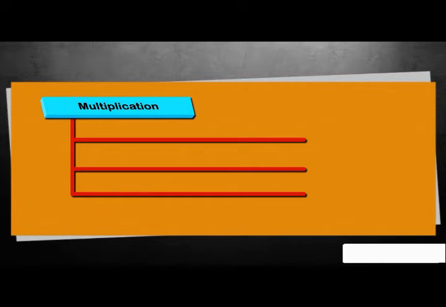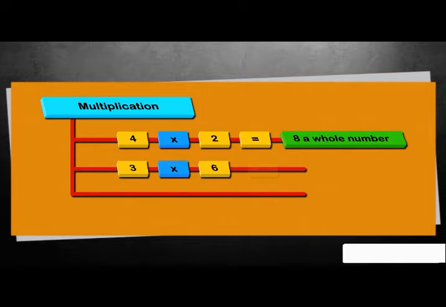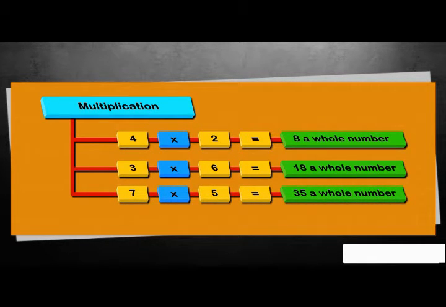Let us check in multiplication. Look at this table. Multiplying whole numbers 4 and 2, we have 8, a whole number. 3 into 6 is 18, a whole number. 7 into 5 is 35, again a whole number. Hence, the whole numbers are closed under multiplication. Multiplication of two whole numbers always yields a whole number.